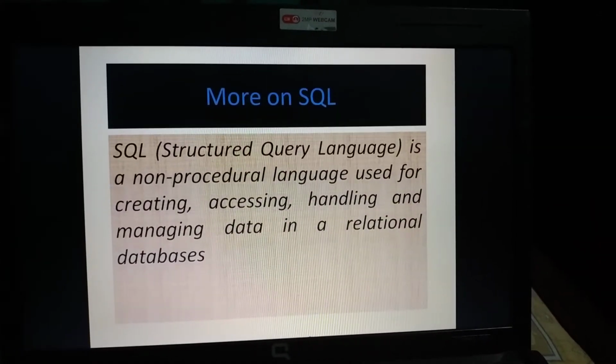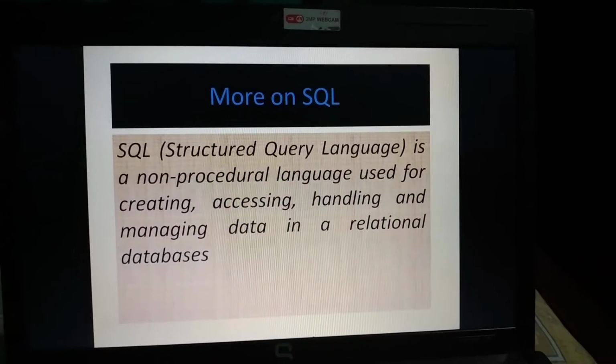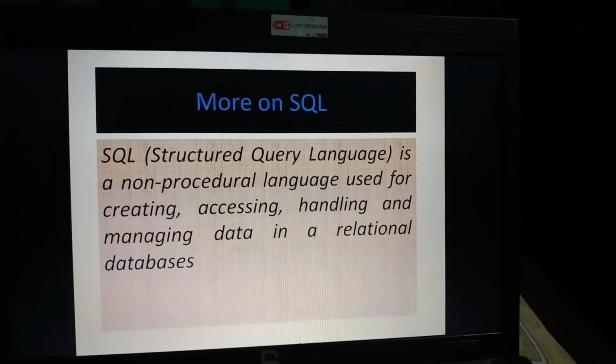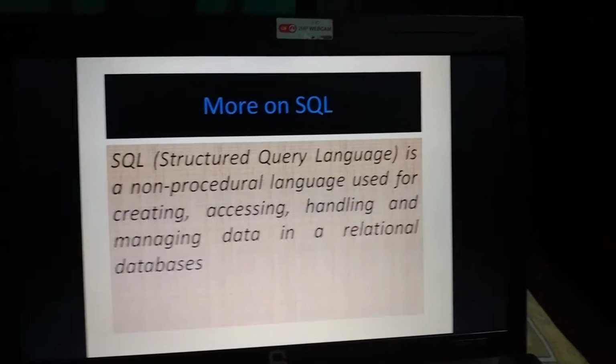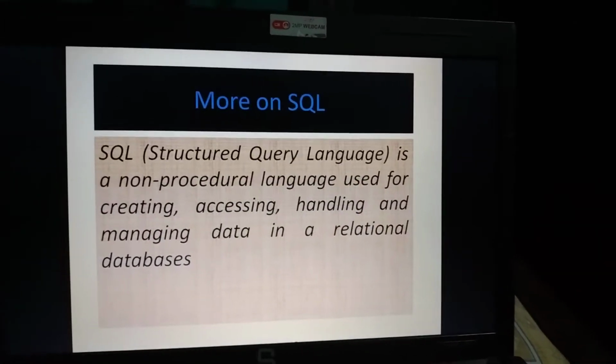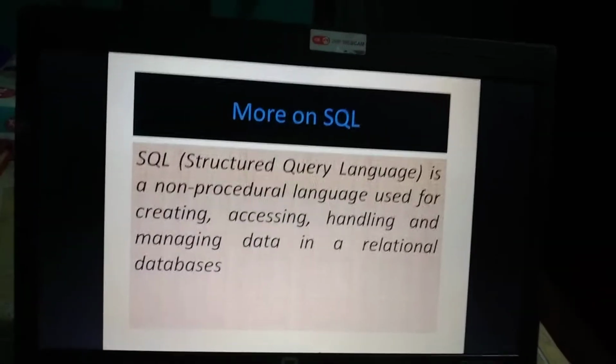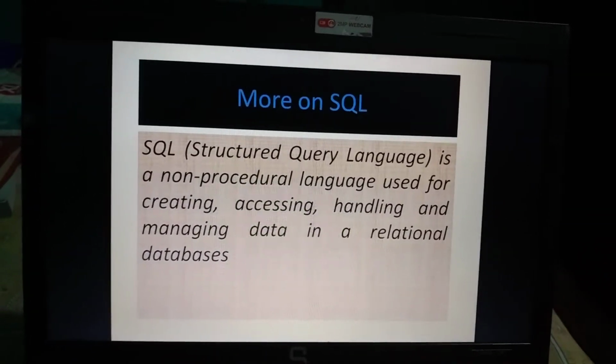And here one very important term is given, that is relational databases. What does relational databases mean? The databases which are interconnected to each other, or if you are considering a single database, in that case, if the tables are interlinked with each other, then it is called a relational database. Is it clear? Okay.